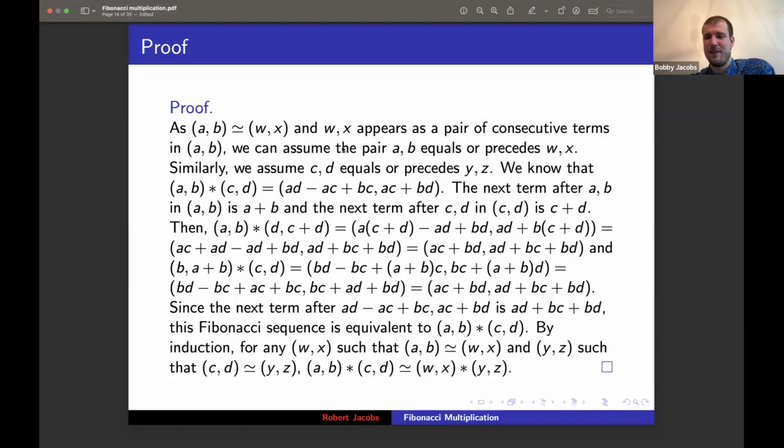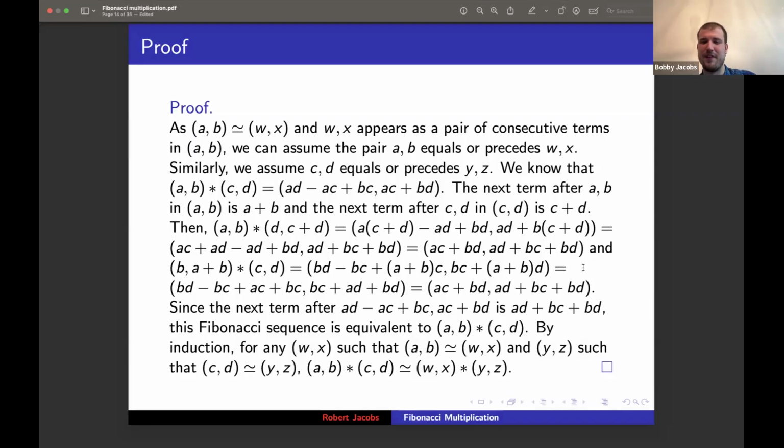And then if we advance CD by one term, the next term after CD is C, D, so the next term after AB is A plus B, and the next term after CD is C plus D. So if you move the CD term by one term in the Fibonacci sequence, then AB times (D, C plus D) is going to end up equaling (AC plus BD, AD plus BC plus BD). And then if we move AB by one term, (B, A plus B) times CD is also going to equal (AC plus BD, AD plus BC plus BD).